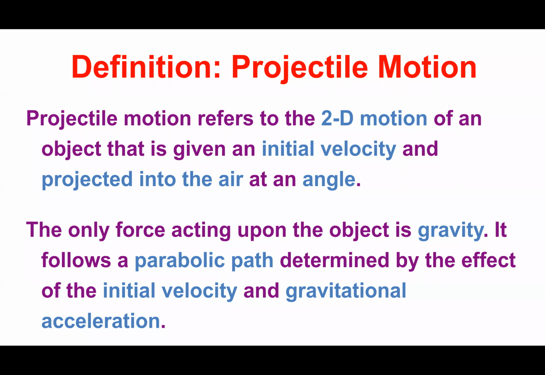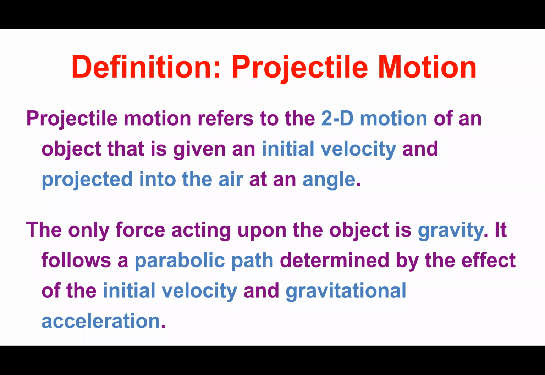All right, here's a way we could define it. If you prefer a more word definition, projectile motion refers to the 2D motion, two-dimensional motion, of an object that is given an initial velocity. So something had to put it in motion and then projected into the air at some angle. Now today, the angle that we're going to project things at is 0. We're always going to just launch them horizontally for today. And then next week, we'll look at launching them at other angles. The only force acting on the object is gravity because we're ignoring air resistance. And therefore, it follows a parabolic path.